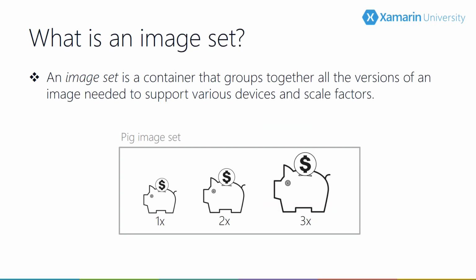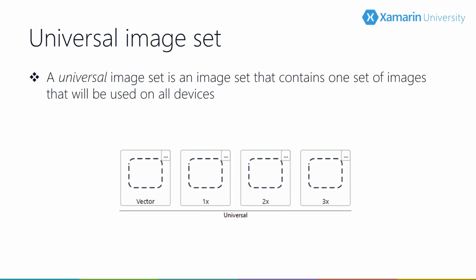So an image set is really designed to solve that problem. An image set is kind of a GUI experience that will group together all the versions of an image for the different devices and scale factors. For example, here you can see the 1x, 2x, and 3x images are all grouped together in this pig image set. Now there are different types of image sets. The first is a universal image set, where the image set is used for every form factor. Basically iPhones, iPads, Apple Watch will use the same exact image set.